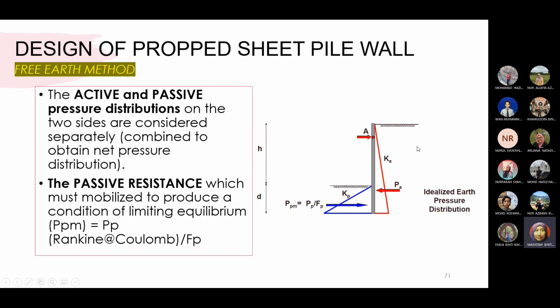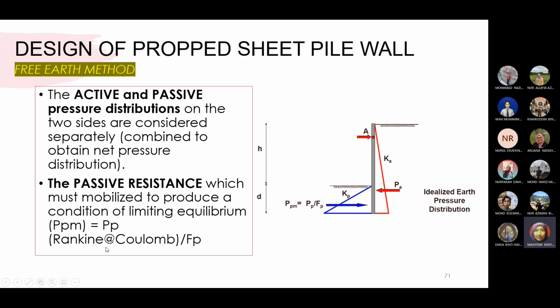Okay, then we go to this figure on the right side here. Look at this one, the pressure diagrams. The active and passive pressure distributions of the two sides are considered separately. So we will combine them when we want to get the net pressure distributions. So the passive resistance must be mobilized to produce the conditions of limiting equilibrium. So by giving that, the PPM is equal to PP.